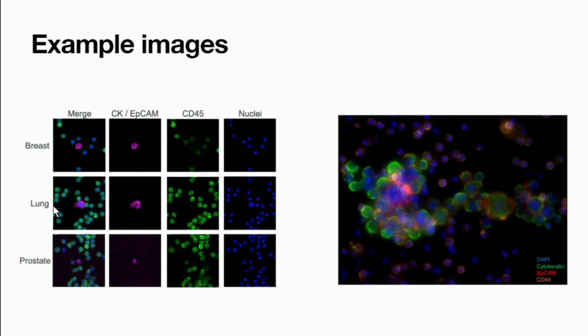And this is an example from a lung cancer patient. Again, it expresses cytokeratin EpCAM, lacks CD45, has a nucleus. And this is the final example, prostate cancer. Cytokeratin EpCAM positive, no CD45, has a nucleus. So those are the kind of cells that we're looking for. And again, we have an automated imaging system and can count cells this way.